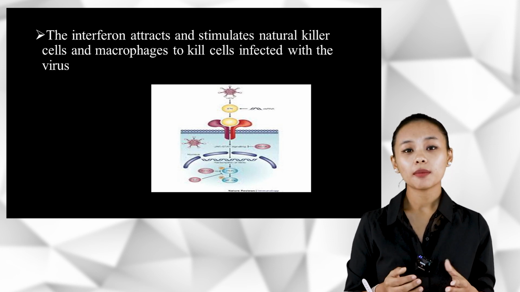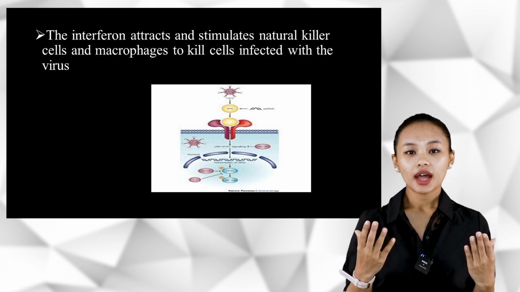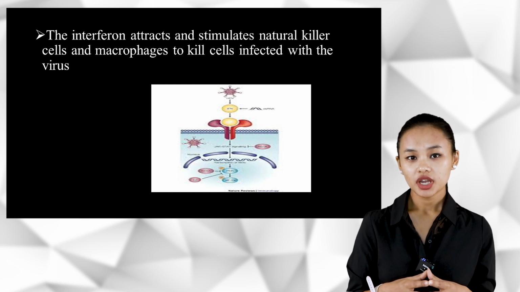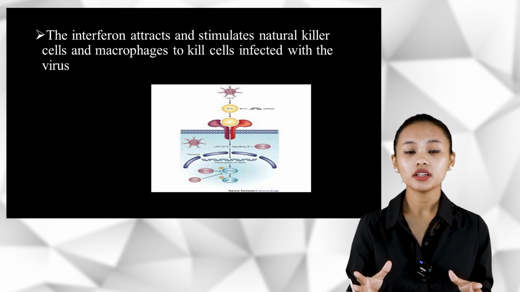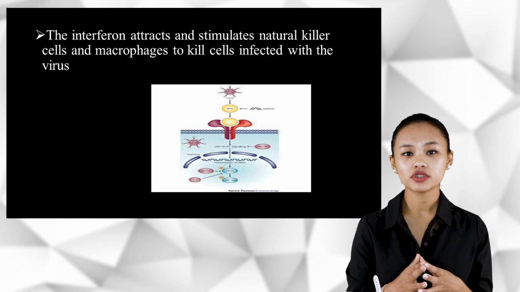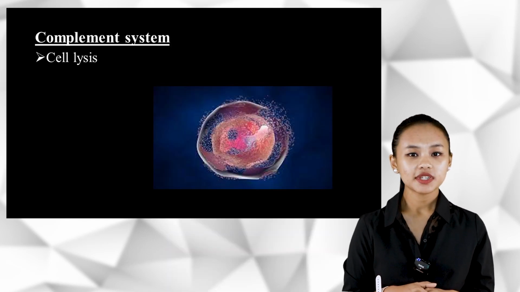So as I've said, when the virus enters, it will penetrate the cells, and these infected cells will produce interferon. What does this interferon do? This interferon will go and bind along with the other cells that have been infected with the virus. Once it has bound all of those cells, it will stimulate those cells to produce antiviral proteins in order to prevent them from further making copies of itself. And once this is done, these interferons will also attract and stimulate the natural killer cells to kill them. Moving on to the complement system.